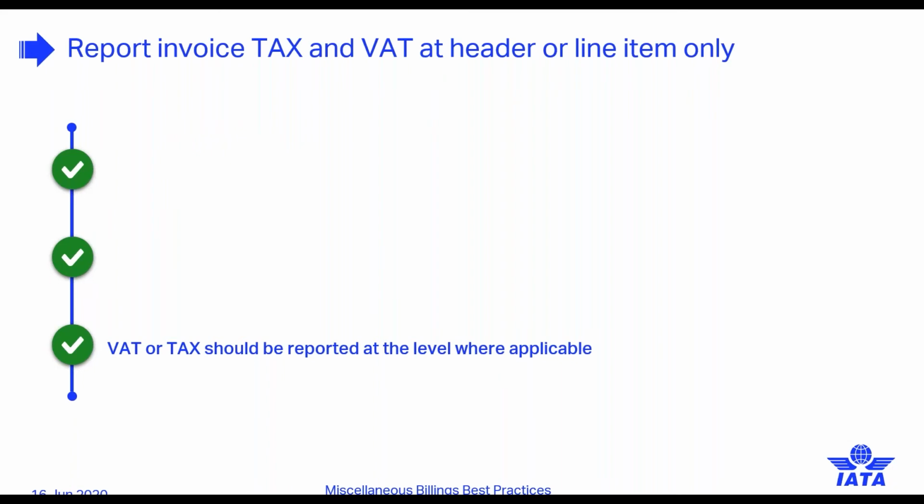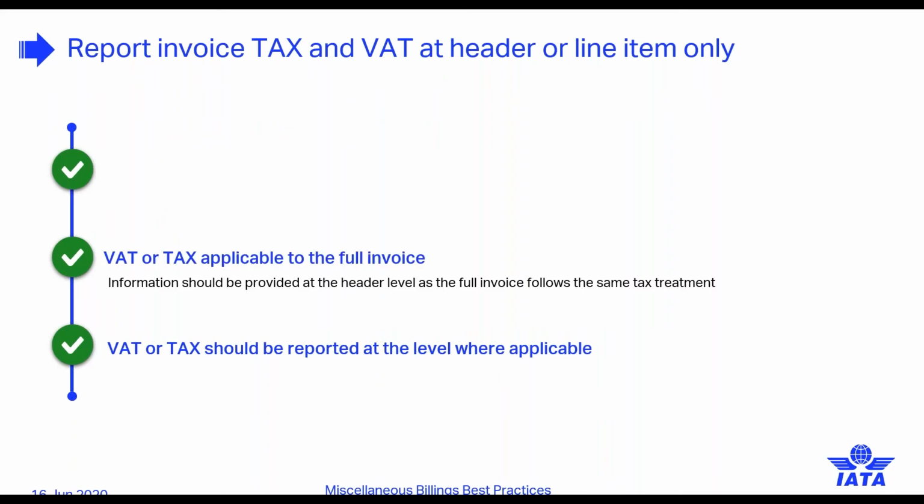So we recommend to use tax and VAT at the level that is applicable. It could be applicable to the full invoice. Then we recommend to use the header level, because if there is one tax treatment for the full invoice, either the invoice is not subject to VAT or is subject to VAT, but there is one rate applying all over the place. So it's very simple. You provide it at the header level.